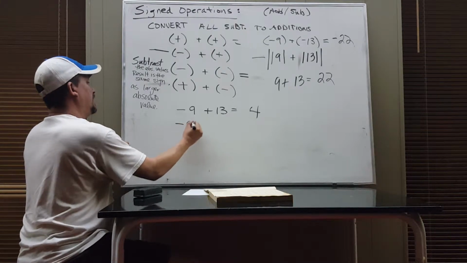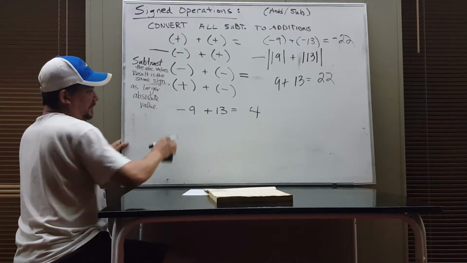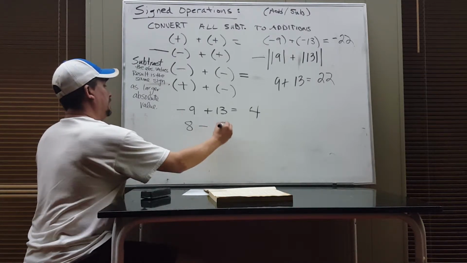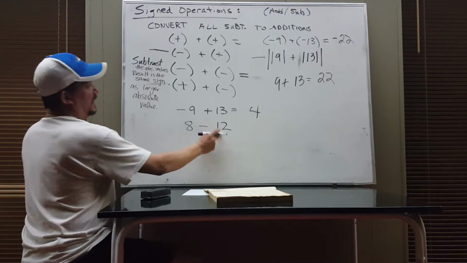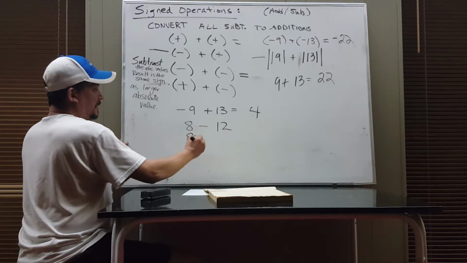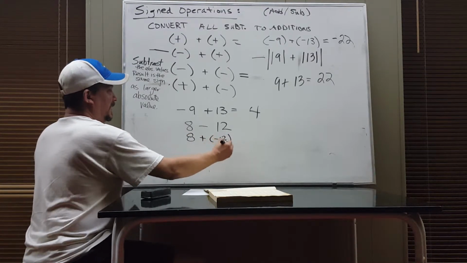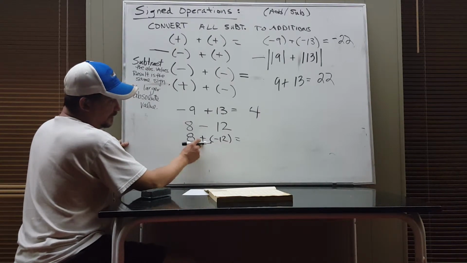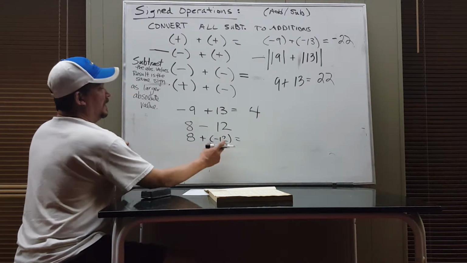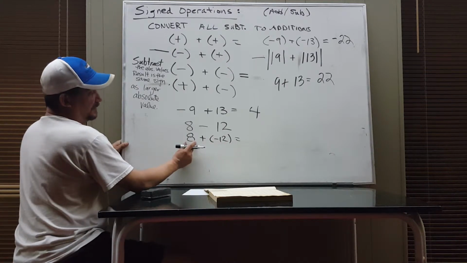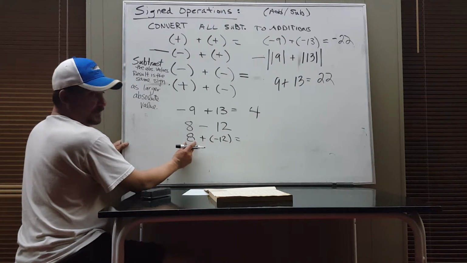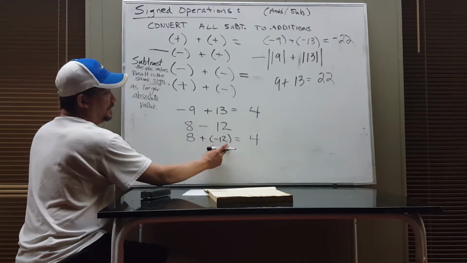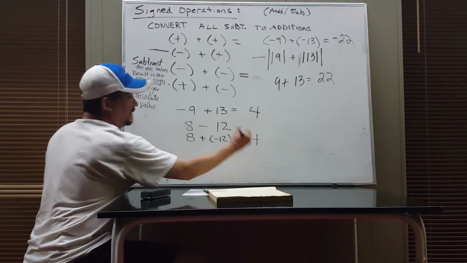What if we have negative 9? Let me change these numbers up. How about 8 minus 12? Okay, 8 minus 12 would be 8 plus negative 12. So we have different signs, because we converted this to positive. There's a plus between them, and this is a negative and this is a positive, so that means we subtract, because there's different signs. And 12 minus 8 is 4, and the bigger of these numbers is 12, so the result is negative.